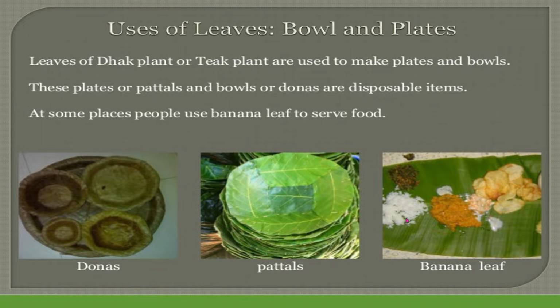Uses of leaves for making bowls and plates. Leaves of the dhak plant or teak plant are used to make plates and bowls. These plates or pattals or bowls or donas are disposable items as well as eco-friendly. At some places, people use banana leaf to serve food.